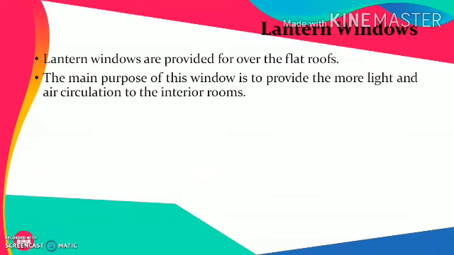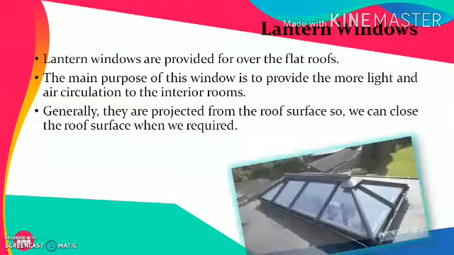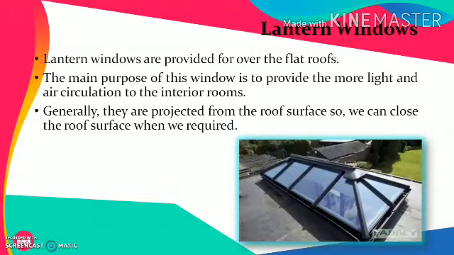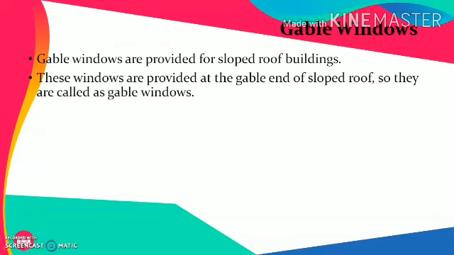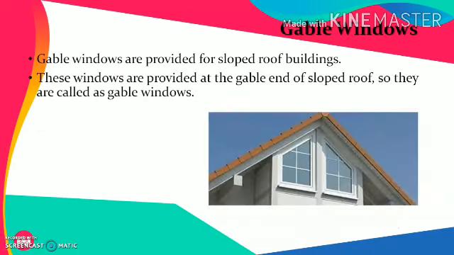Next is the lantern window. Lantern windows are provided over flat roofs. The main purpose of this window is to provide more light and circulation to the interior rooms. This is the view of a lantern. Next is the gable window. Gable windows are provided for sloped roof buildings. These windows are provided at the gable end of a sloped roof, so they are called gable windows. This is the figure of gable windows.